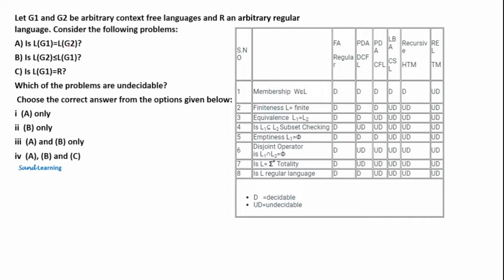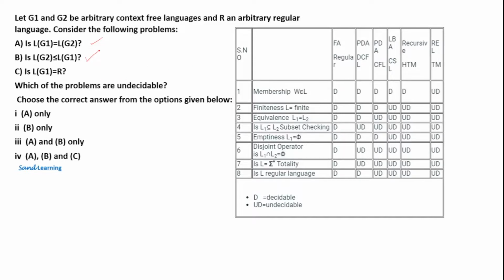The third question is: let G1 and G2 be arbitrary context free grammars and R an arbitrary regular language. Consider the following; three options are given. Which of the problems are undecidable? We have to identify which of the problems are undecidable. G1 and G2 are arbitrary context free grammars. If both the languages L(G1) and L(G2) are context free, this is undecidable. And the next one is L(G2) less than or equal to L(G1), which is also undecidable.